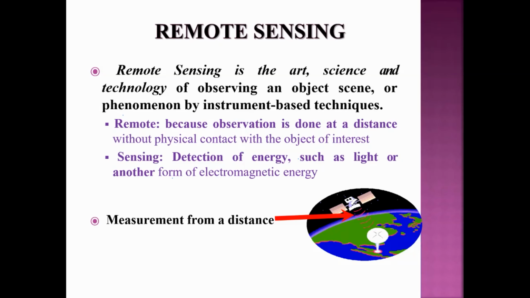You will see how it is related to our agriculture, because from satellite data or other data, we acquire data of the land or the cultivated land. In this image, a satellite is taking data from this place. It is not in physical contact with this place, it is at a far distance, so it is called remote sensing. Sensing means it is detecting some energy from this place.